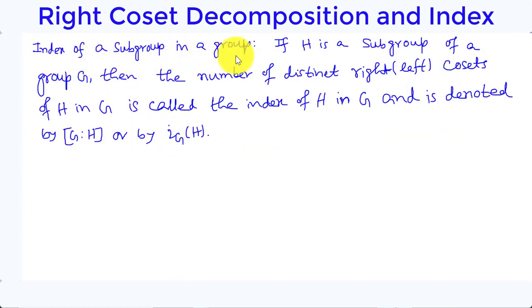Index of a subgroup in G. Index of a subgroup in a group. If H is a subgroup of a group G, then the number of distinct right or left cosets of H in G is called the index of H in G and is denoted by [G : H] inside the square bracket or by i_G(H).